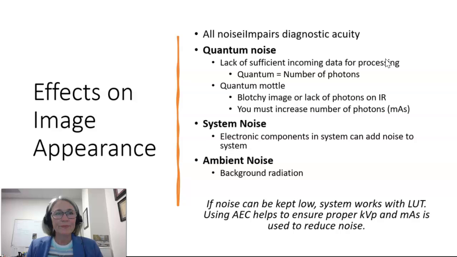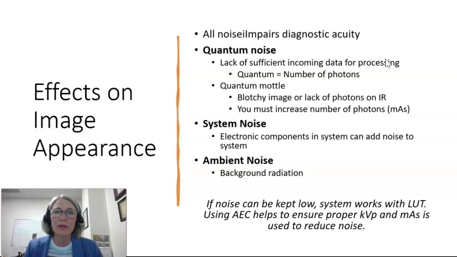So here, effects on image appearance. Some of the things that we run into is noise. If we look at our acuity, we look at quantum noise, system noise, and ambient noise. If noise can be kept low, the system works with lookup tables. Using AEC helps to ensure proper kVp and mAs are used to reduce the noise. We actually recommend that you use AEC when you don't know what's inside the patient's body.